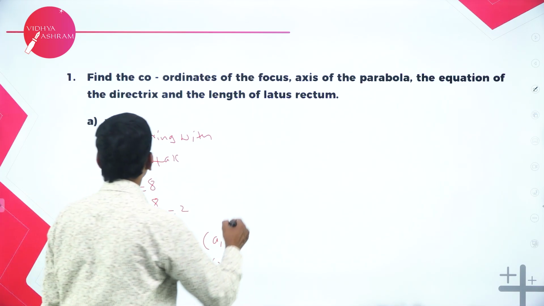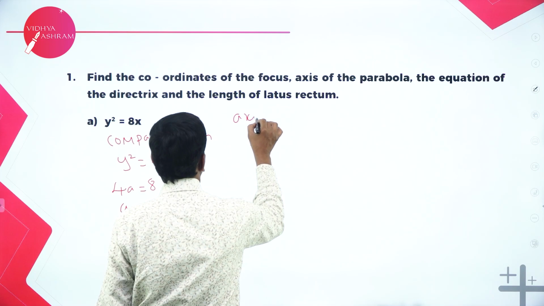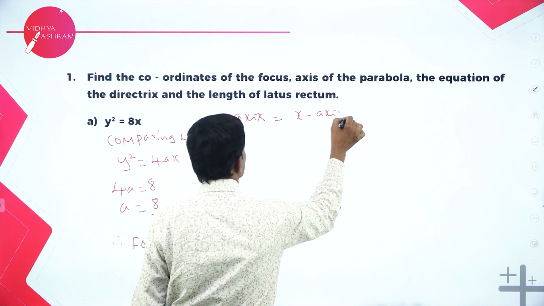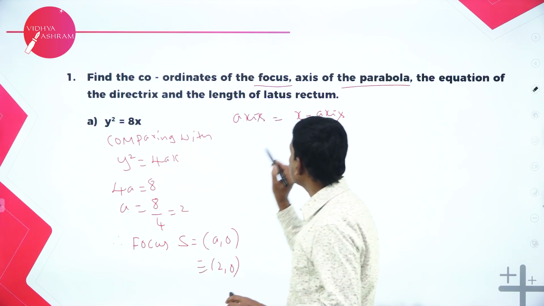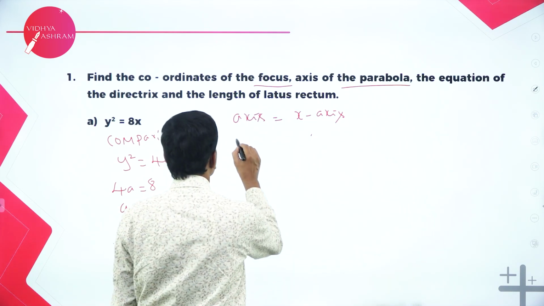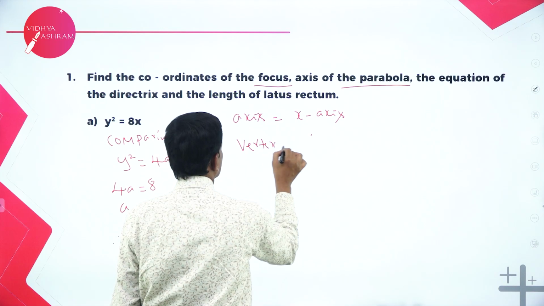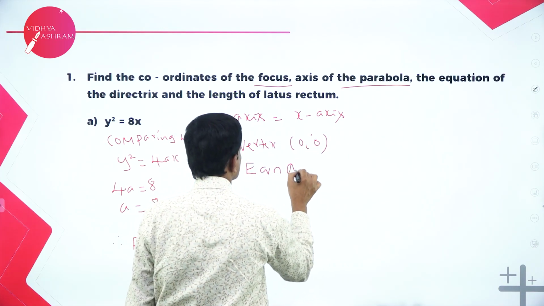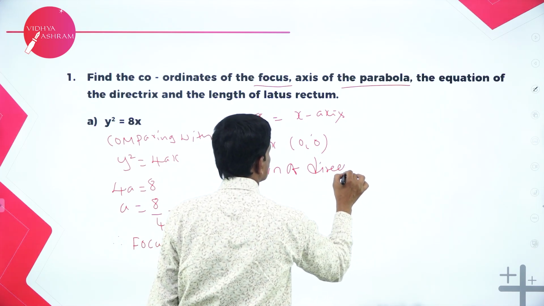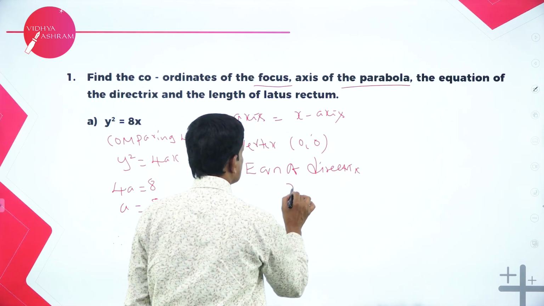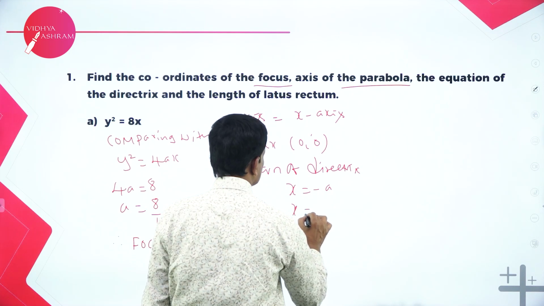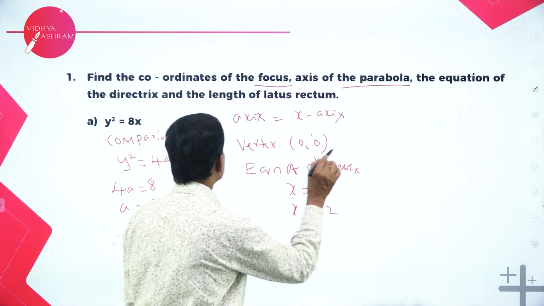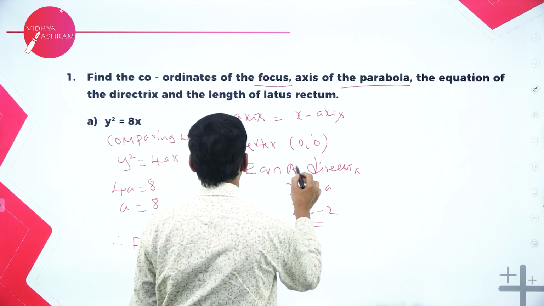Now, the axis of the parabola is the x-axis, and the vertex is 0 comma 0. Equation of directrix is x is equal to minus a, that is x is equal to minus 2 is the equation of the directrix, right. And the length of latus rectum.